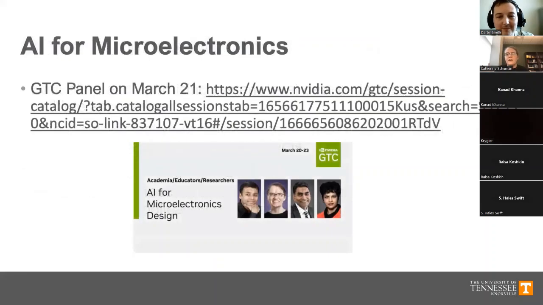Shameless plug. I am on a panel talking about AI for co-design, where I talk about COINFLIPS and some of these projects. This panel is coming up on March 21st at GTC. It's free to register if you're interested in attending. The other folks on the panel are 2 folks from NVIDIA, Nina Imam, a professor from Stanford, and another high-level person at NVIDIA focused on fabrication, talking about using AI for microelectronics. So if you're interested in attending, I would encourage you to do that.